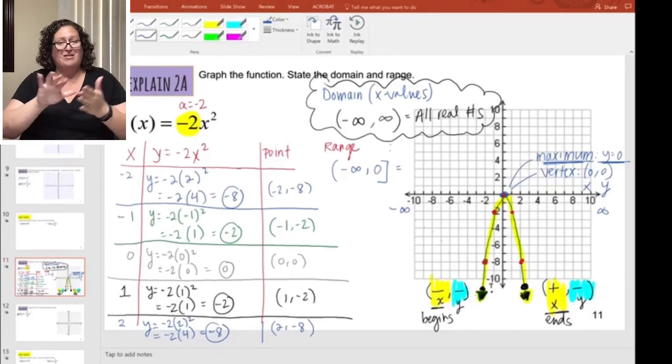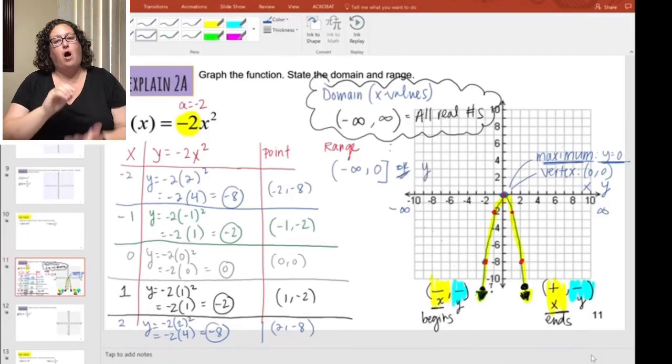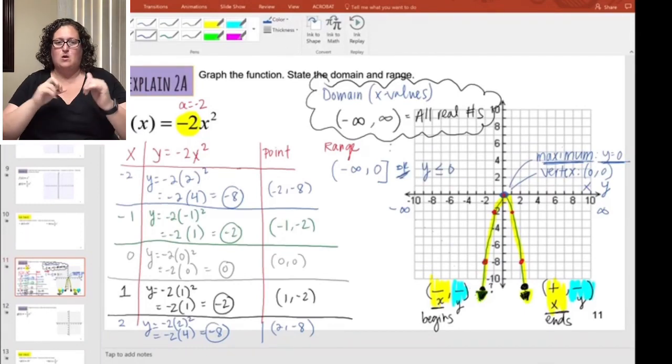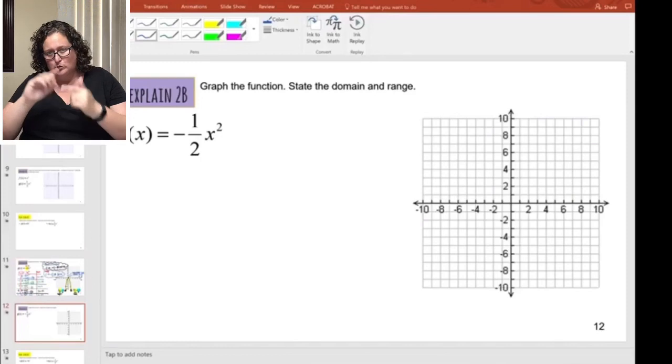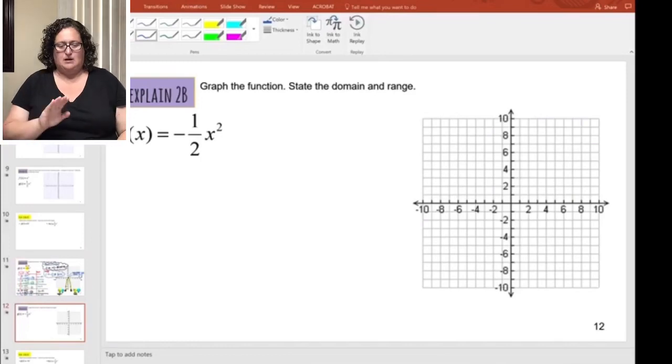Another way to write the range is by stating that y is less than or equal to 0. So in other words, our y values are all the numbers less than or equal to 0. Example 2b: Graph the function, state the domain and range.